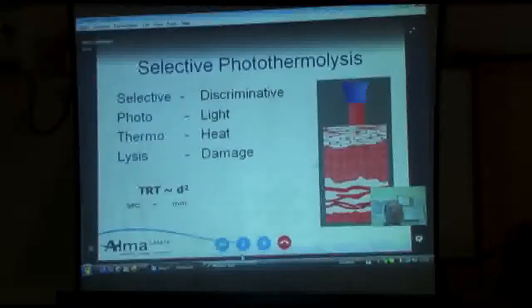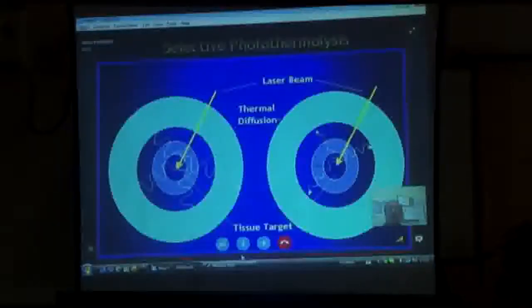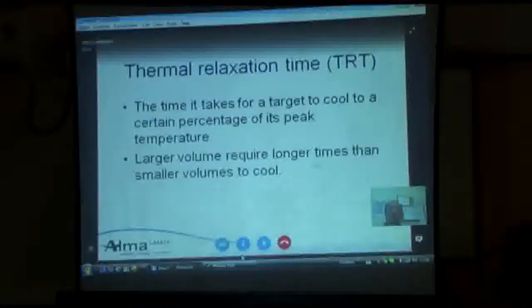and that's the reason why we have so many different lasers that are capable of targeting diverse types of skin imperfections. These variables are proportional to what we call thermal relaxation time, or to the diameter squared of the target. The thermal relaxation time is the amount of time it takes for a target to cool to a certain percentage of its peak temperature. Large volumes require longer times than smaller volumes to cool.